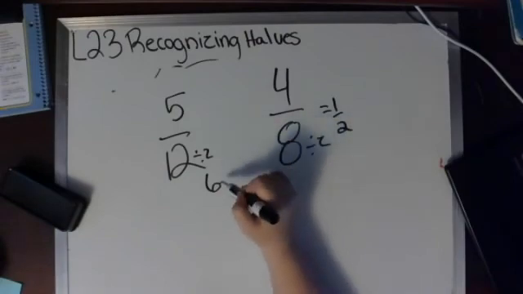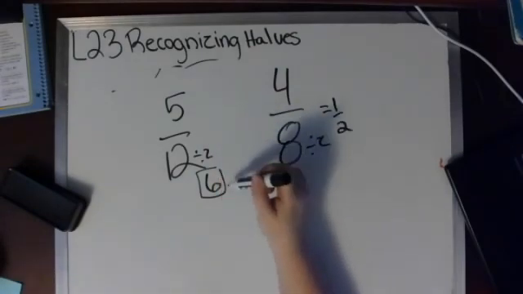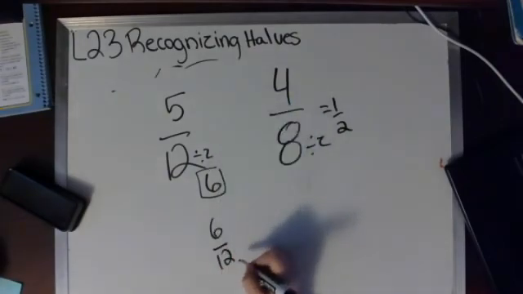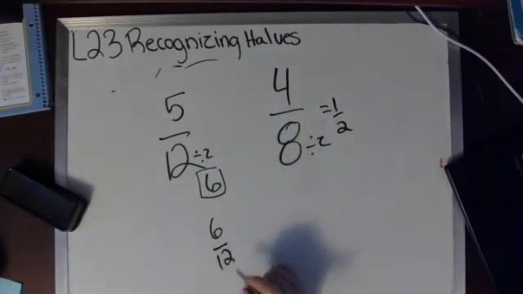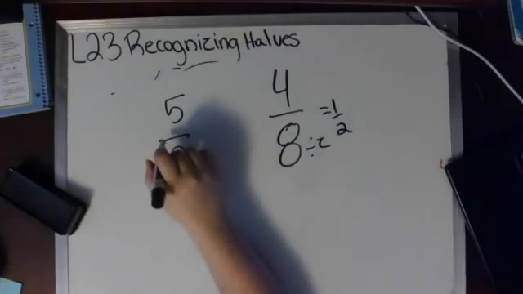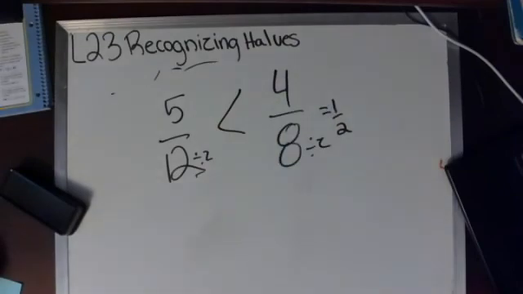Okay, 6 is more or less than 5. 6 is more than 5, which means 6/12 would be a half. So 5/12 is less than a half. Okay, so this is less than half. This is half, which means this one is smaller.